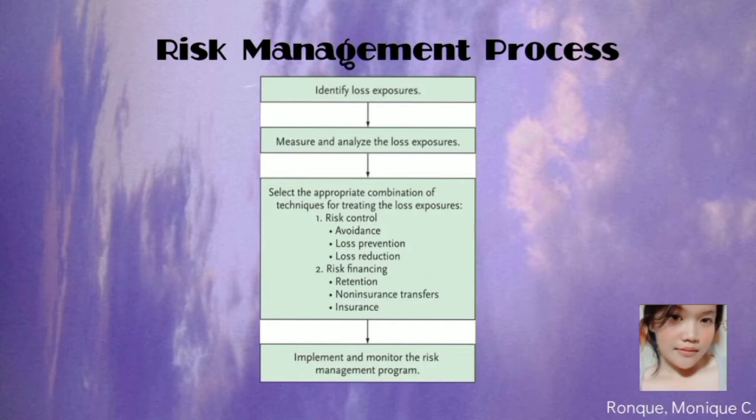The risk control and risk financing. Under risk control are avoidance, loss prevention, and loss reduction. And under risk financing are retention, non-insurance transfers, and insurance. And the final process of risk management is to implement and monitor the risk management program.